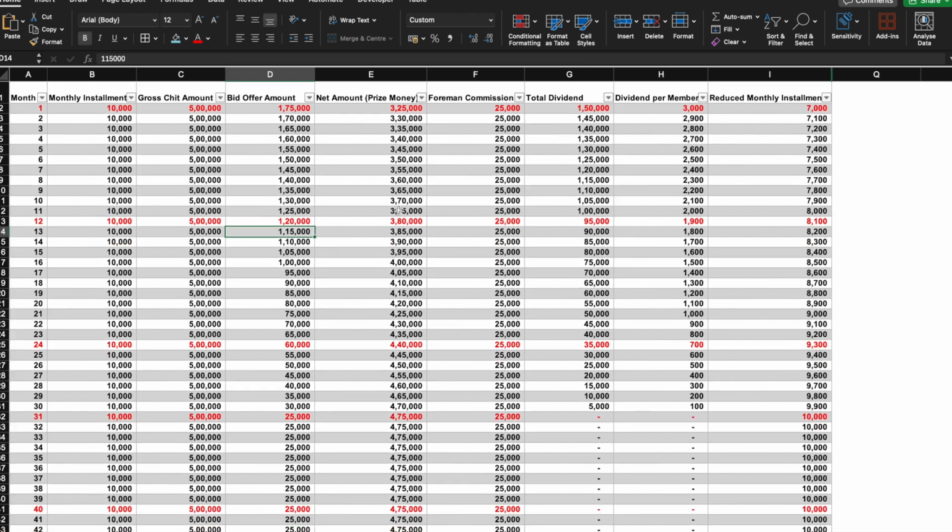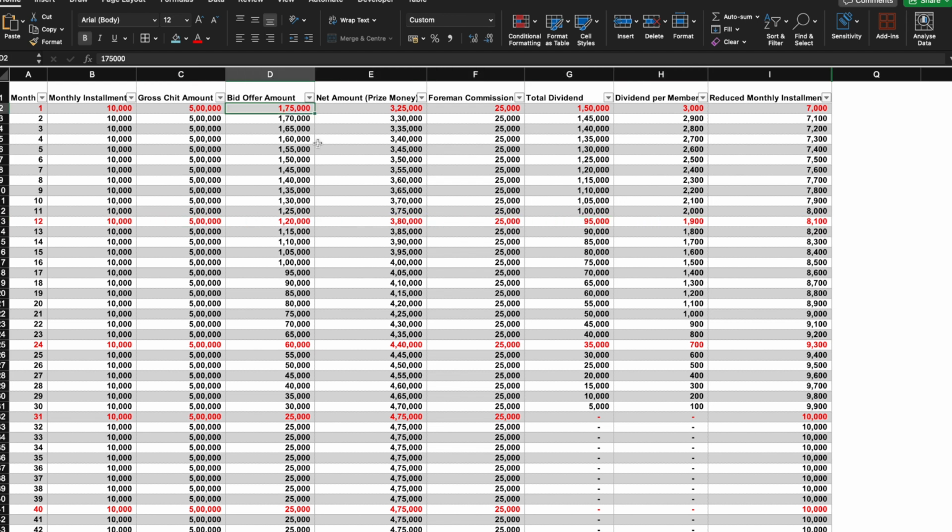So moving on to the 12th month, if you are someone who's bidding 1 lakh 20,000, then the loss has been reduced. You will be given 3,80,000, and the loss of 1,20,000 would be further reduced by 25,000, which is the foreman commission. So the balance 95,000 would be distributed among the 50 members, which entitles 1,900 rupees per person, and including yourself, you have to pay 8,100 for the month.